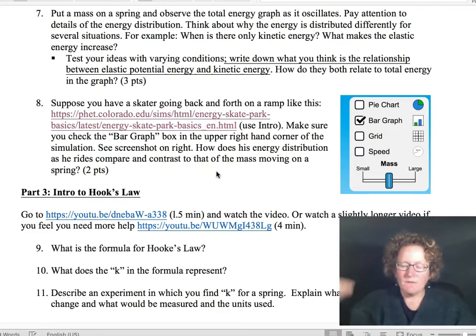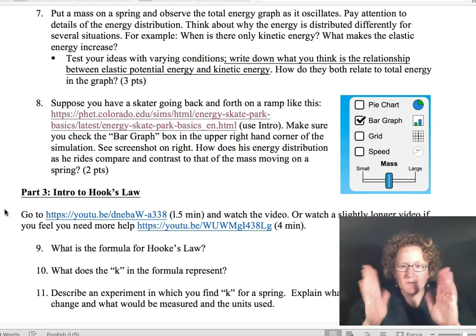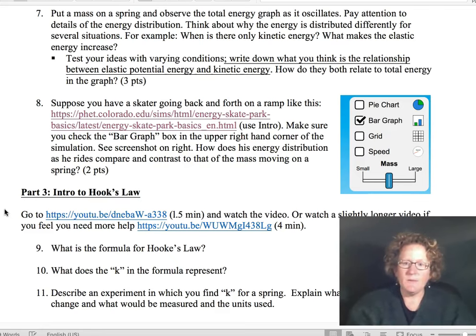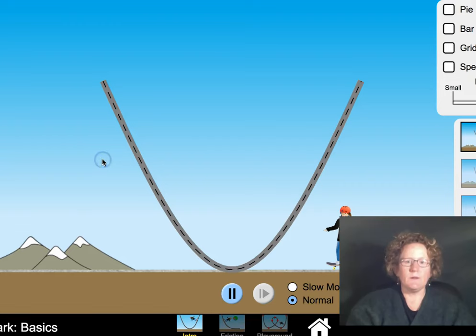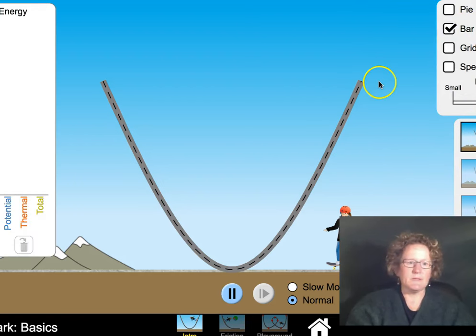So we just looked at the graph of the total energy in question 7 in the masses and springs simulation. Now we're going to go look at the relationship between potential and kinetic energy in a different situation and compare it to masses and springs. So when you click the link in the question, you'll get a screen that looks like this. You just want to click intro here. You'll get a simulation that looks like this. You want to click bar graph. I know you might not be able to see it in the screencast, and that's okay.